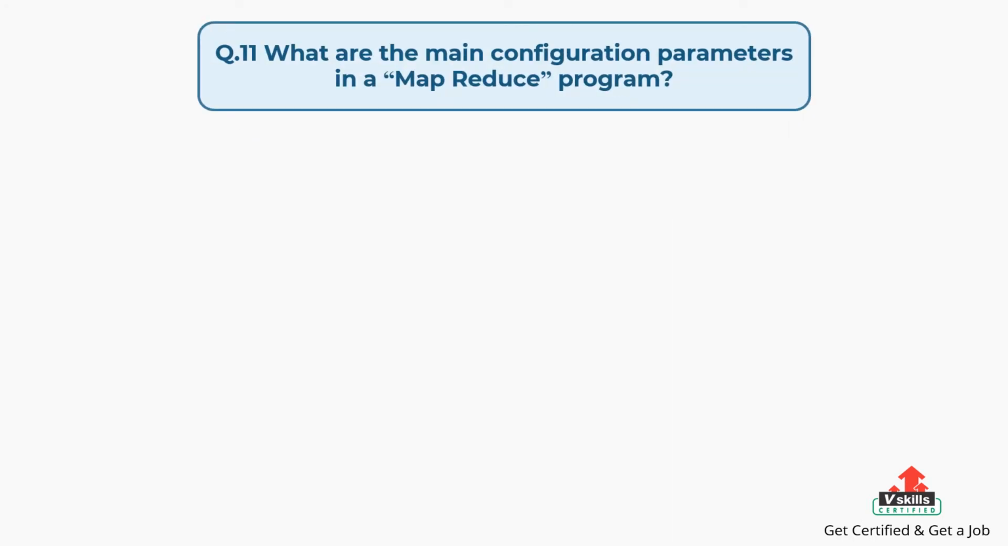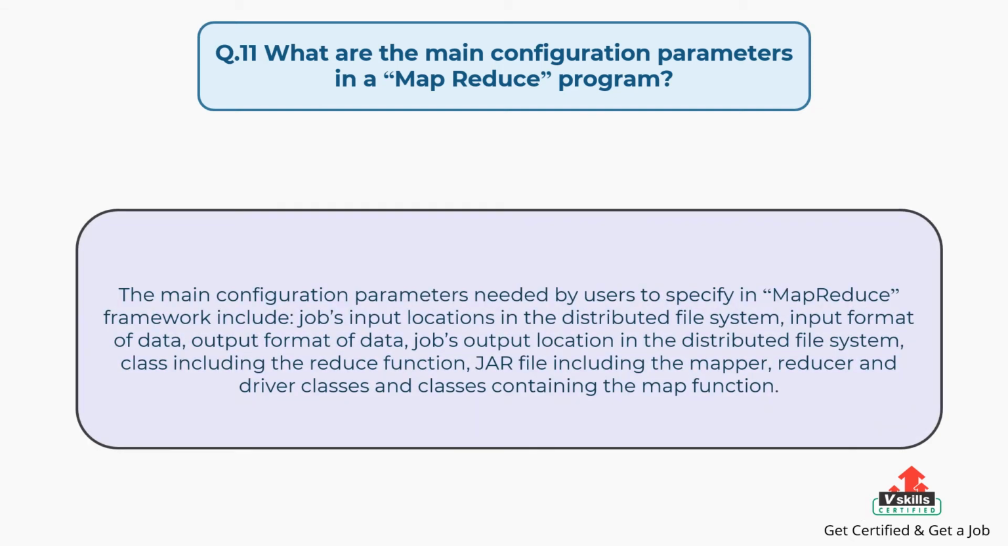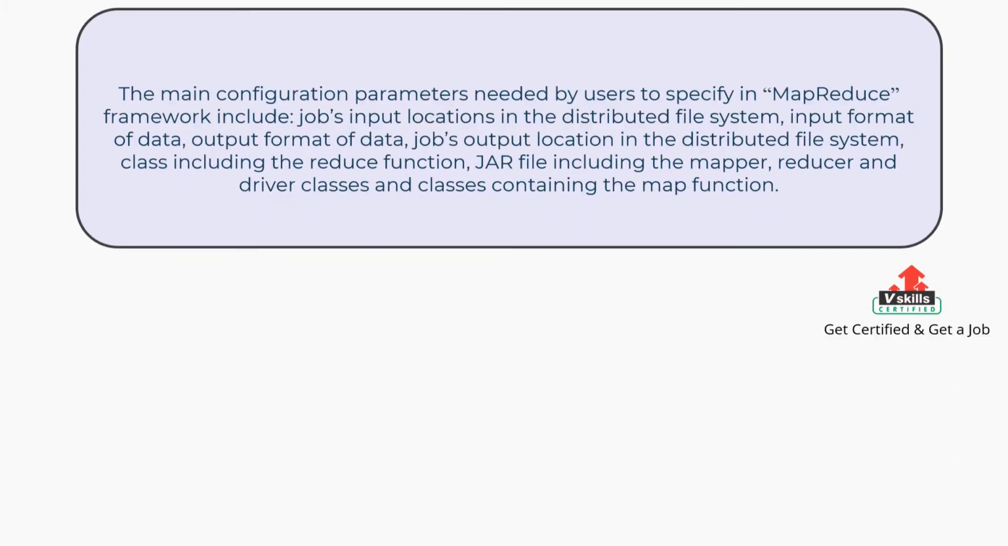Question number 11. What are the main configuration parameters in a MapReduce program? The answer is, the main configuration parameters needed by users to specify in MapReduce framework include job's input locations in the distributed file system, input format of data, output format of data, job's output location in the distributed file system, class including the reduce function, jar file including the mapper, reducer and driver classes and classes containing the map function.